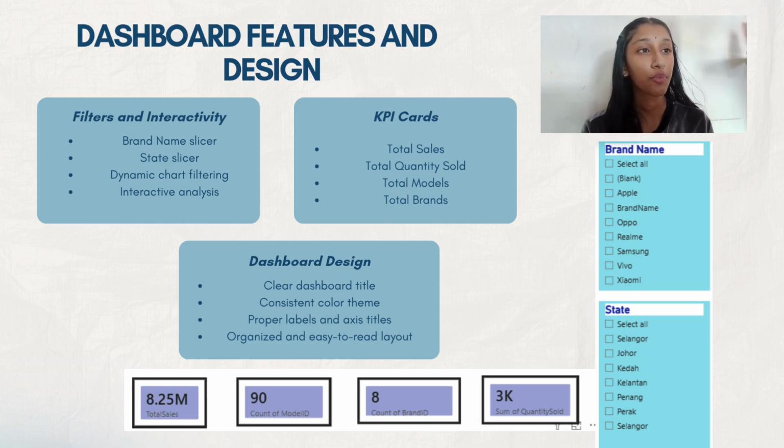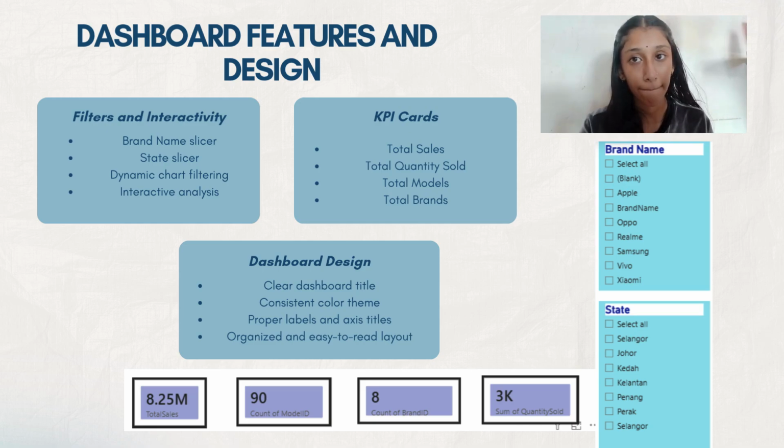And dashboard features and design. The dashboard includes slicers for brand name and state. These filters are used to interact with the dashboard and dynamically update the charts based on selected data. KPI cards are also included to display important information such as total sales, total quantity sold, total models, and total brands. The dashboard design uses consistent color themes, proper labels, and an organized layout to improve readability and user understanding.